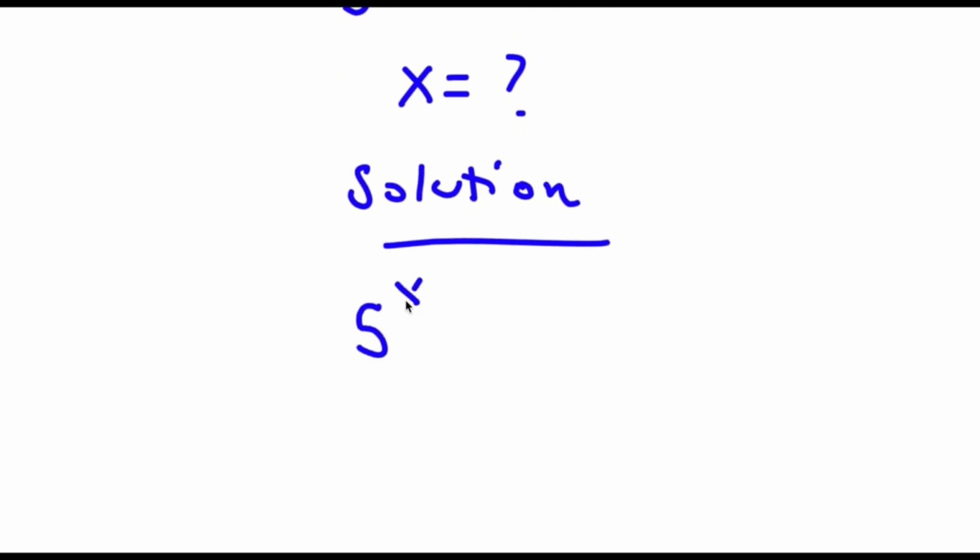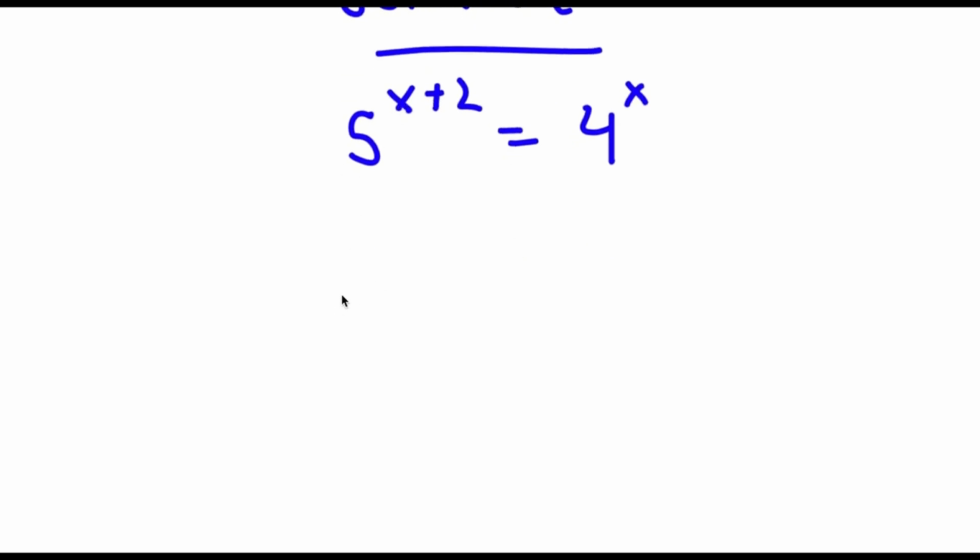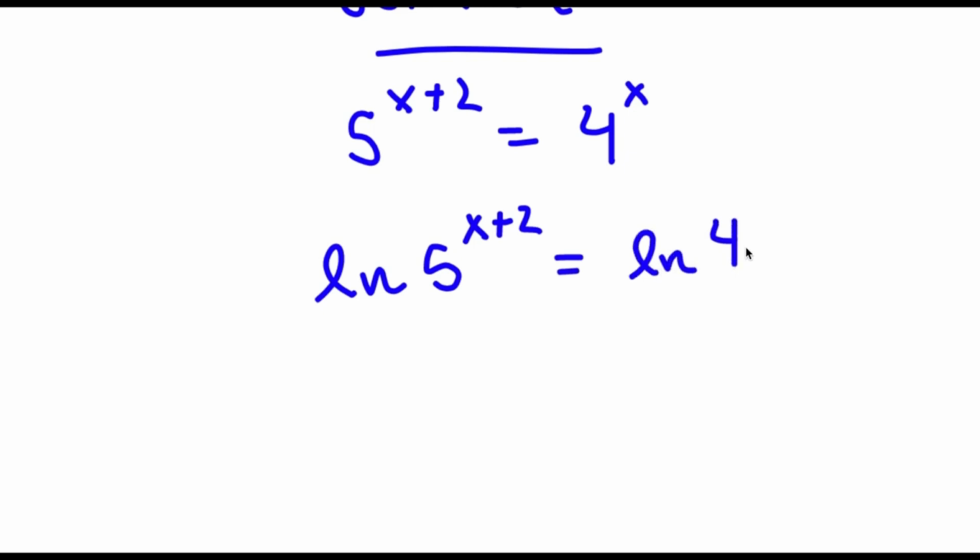first start with 5 to the power of x plus 2 is equal to 4 to the power of x. Now, I'm going to take the natural log, or also ln, on both sides. So now I have ln 5 to the power of x plus 2 is equal to ln 4 to the power of x.